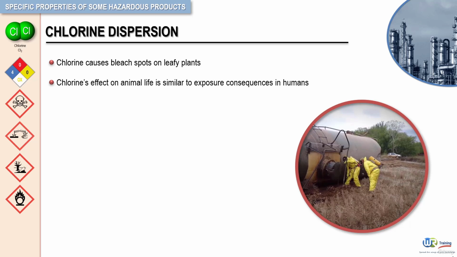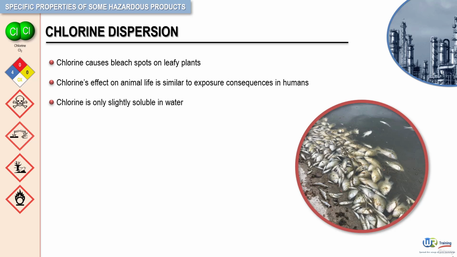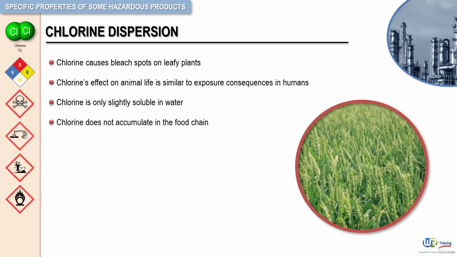Chlorine is only slightly soluble in water. Aquatic life is fragile and many forms would be adversely affected by chlorine in concentrations well below 1/10 of 1 part per million. Because of this, chlorine is listed as a marine pollutant. Lastly, chlorine does not accumulate in the food chain and is not considered a threat in this regard.